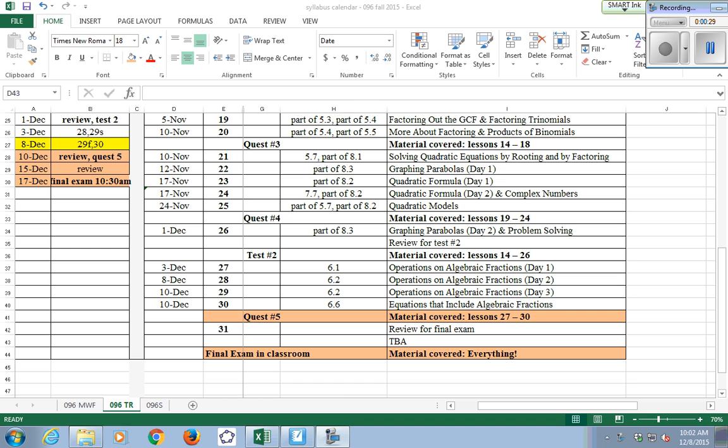And then Tuesday of next week, we will have a review class for the final exam. The final exam is on the 17th at 10:30 a.m. in this room. That is a Thursday.